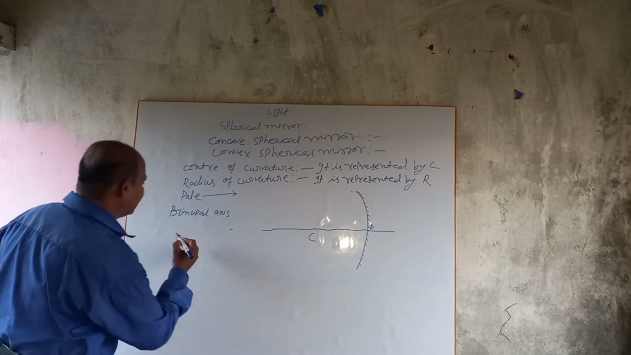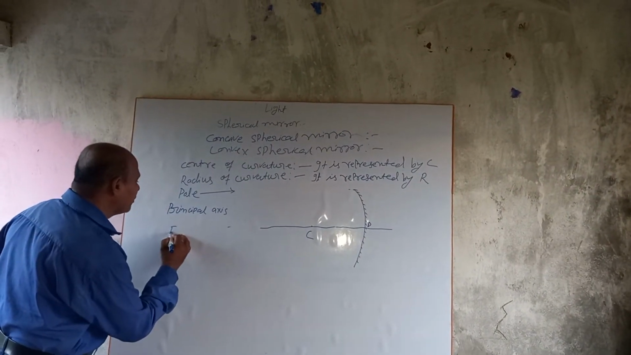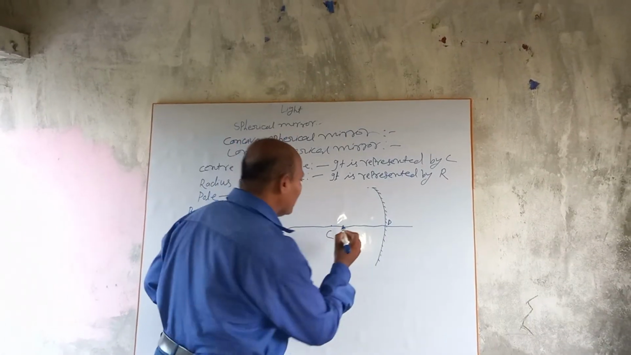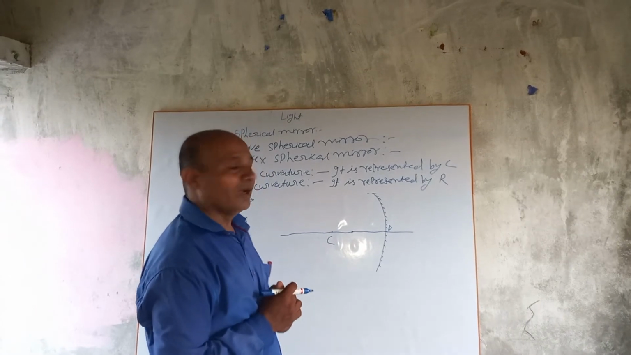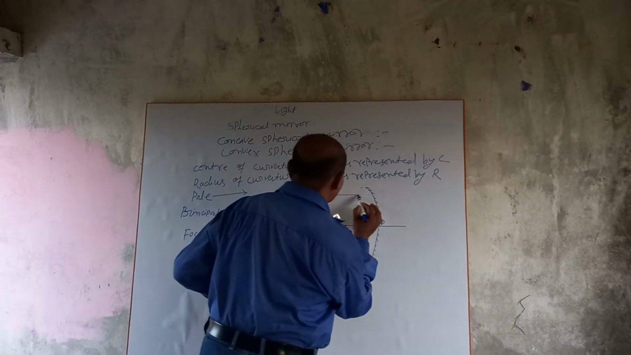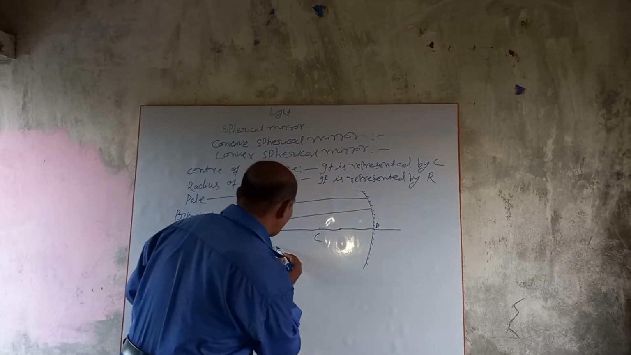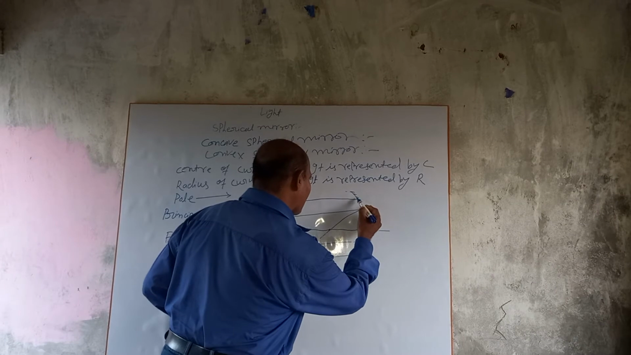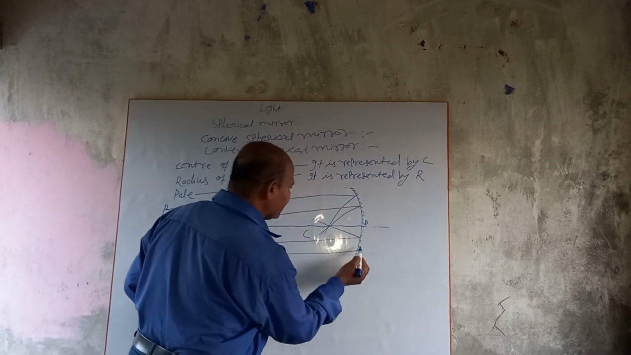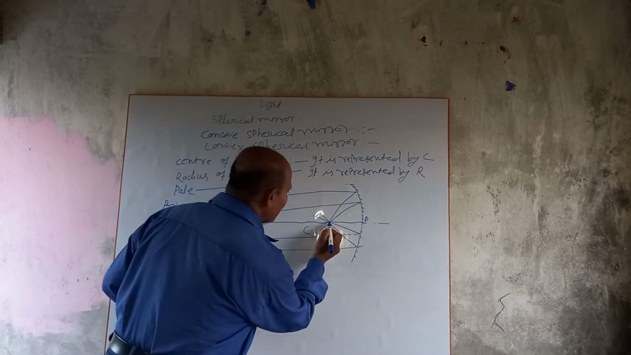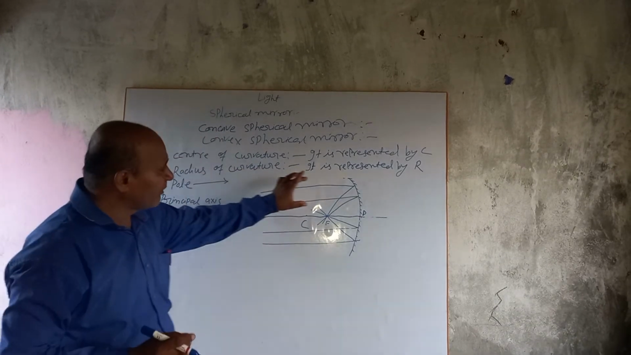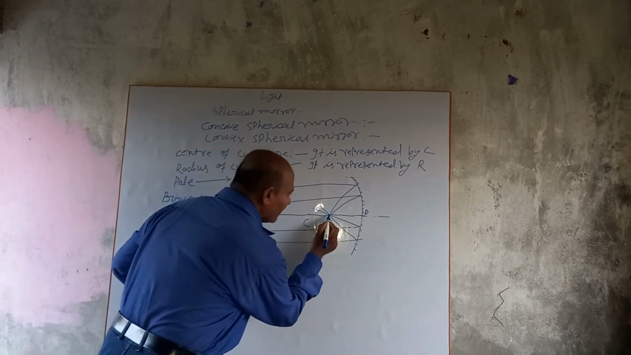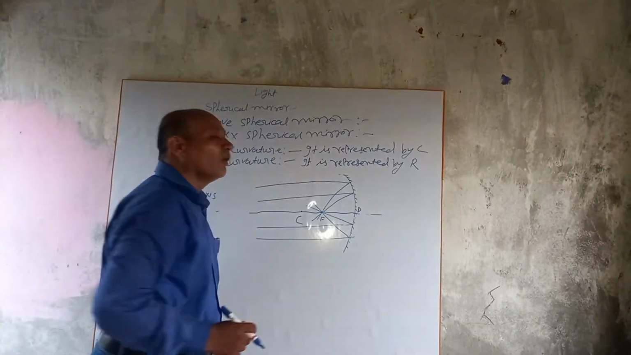Next, focus. What do we mean by focus? Focus is the point on the principal axis where a parallel beam of light rays, which are parallel and close to the principal axis, after reflection meet or intersect each other.